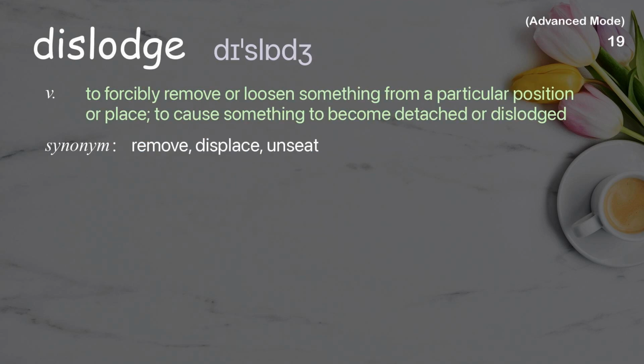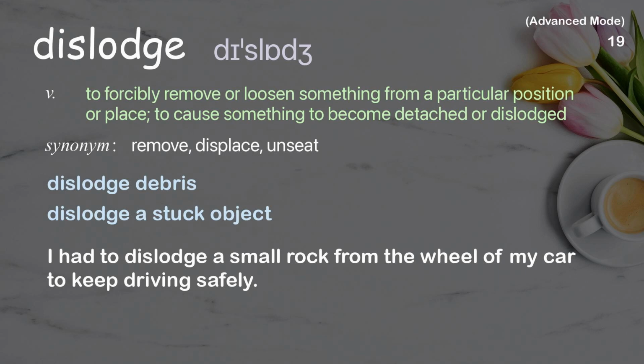Dislodge. To forcibly remove or loosen something from a particular position or place, to cause something to become detached or dislodged. Examples: Dislodge debris. Dislodge a stuck object. I had to dislodge a small rock from the wheel of my car to keep driving safely.